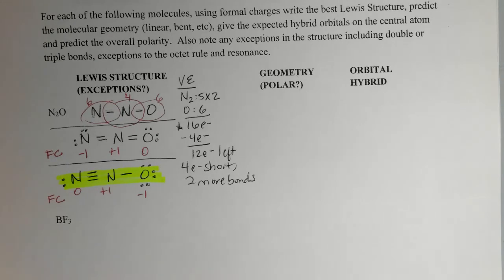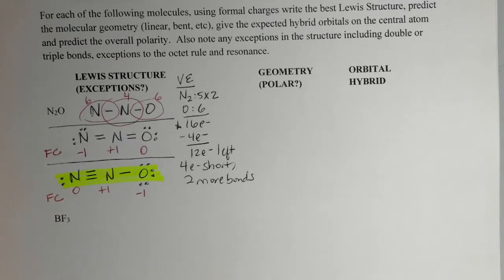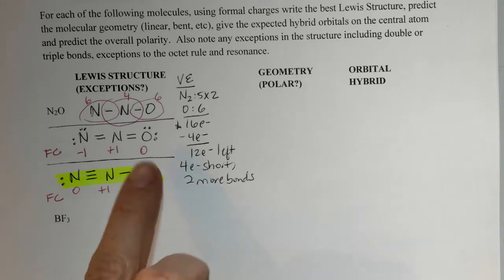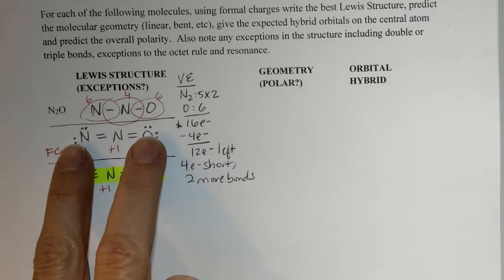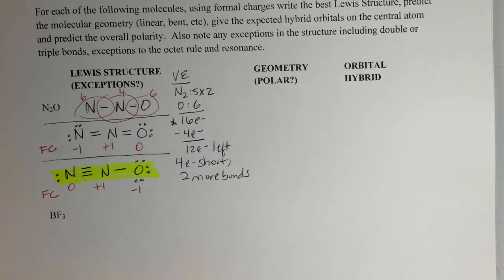All right, in terms of exceptions, there isn't resonance here because this isn't a resonance situation. If the formal charges change, right, that means that's not resonance. Resonance is when you have the same terminal elements and one has a double, one has a single, and then you could move those back and forth. But that's not what this is. So there's no resonance here.